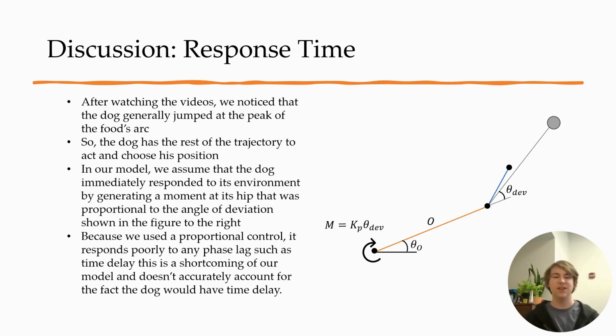Essentially, this acted as a sort of proportional controller, in that it is just a constant gain multiplied by an error term. Because this behaves like a proportional controller, it responds very terribly to any sort of phase lag, and this moment actually becomes very detrimental when it has a time delay or a response time delay in it. Because of this, we cannot catch the ball at all if we have any sort of response time delay. This is a major issue with our model.